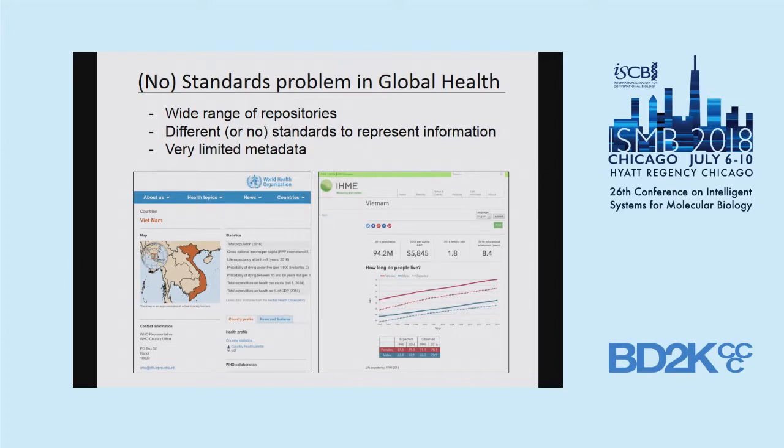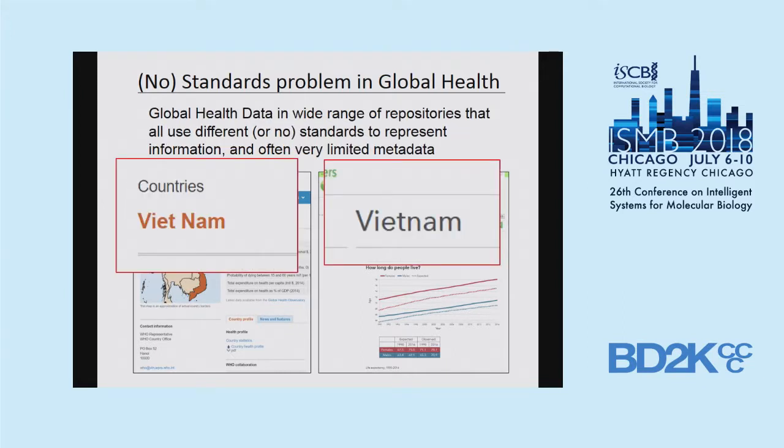And just looking up information about Vietnam, you can see here that WHO puts Vietnam like this, and IHME puts it like this. It's a very simple example, but it's illustrative because all the data from WHO put Vietnam like this, and IHME puts it like this. So if you're just a researcher trying to merge these data sets, it doesn't work unless you do fuzzy matching and all kinds of things.